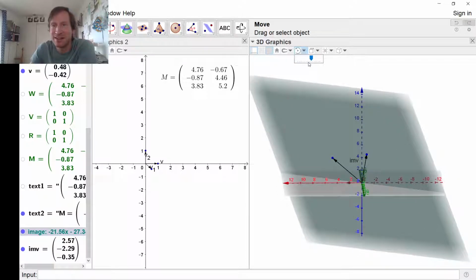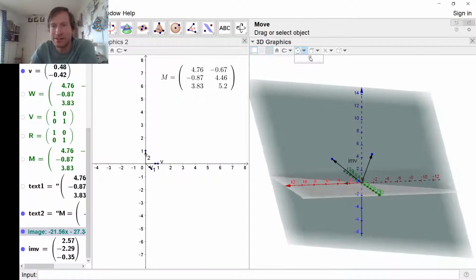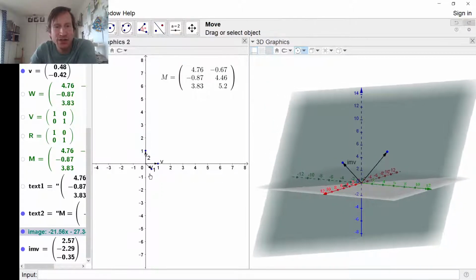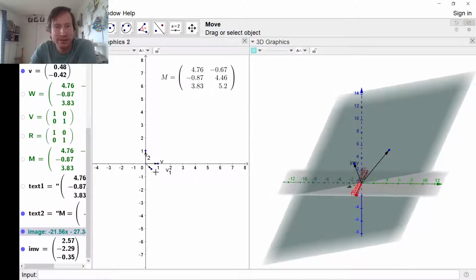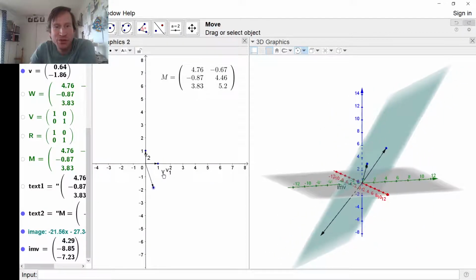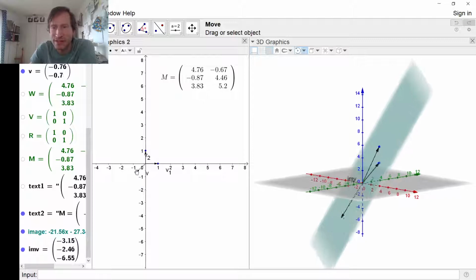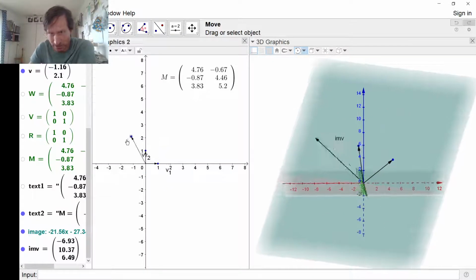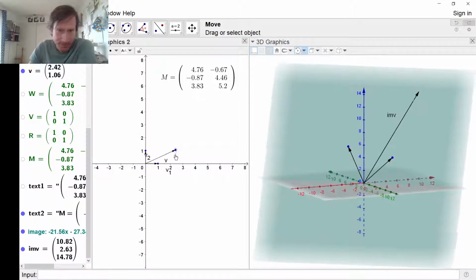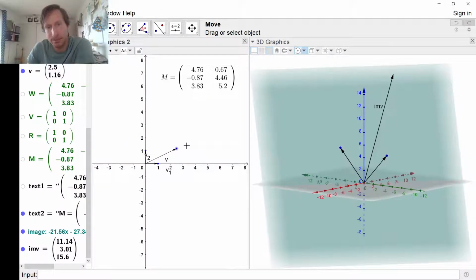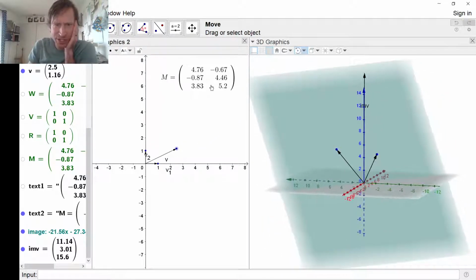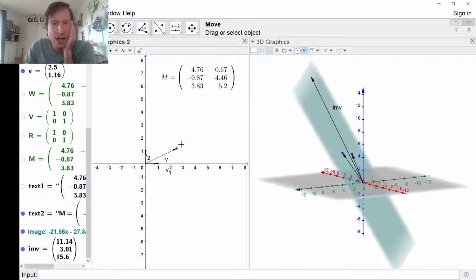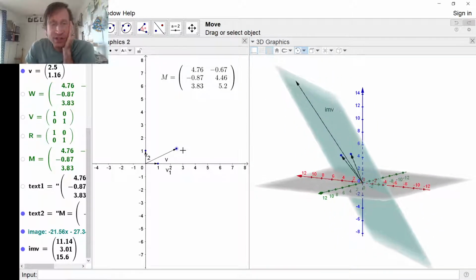And let me slow this down a little bit. Oh, that stopped completely. There we go. If we move the vector v around R2, its image moves around the image subspace in R3. Okay. Now, this particular linear transformation, the linear transformation determined by this matrix, has a trivial null space.